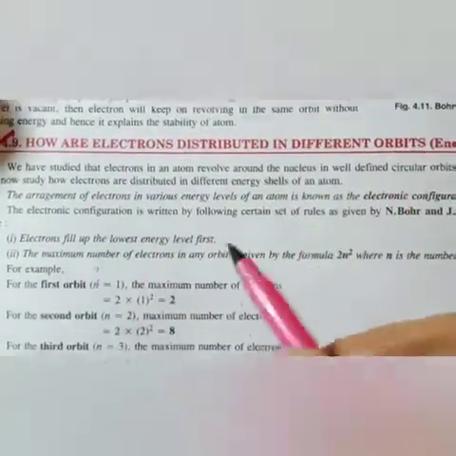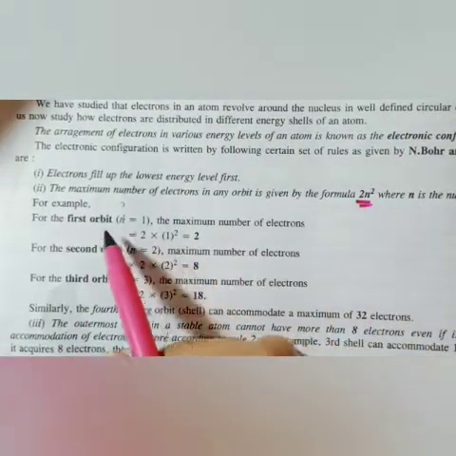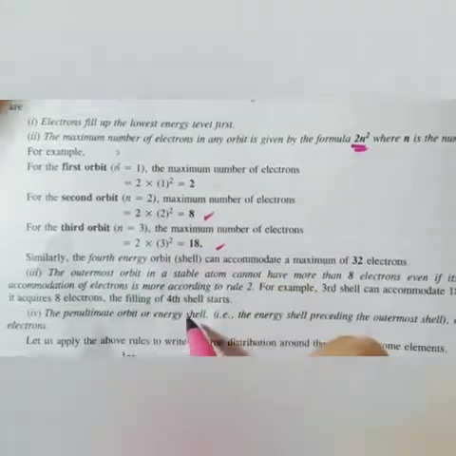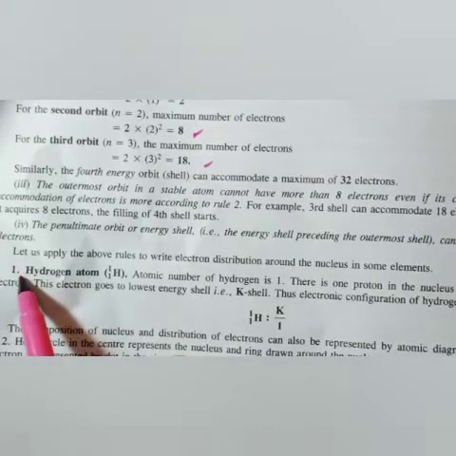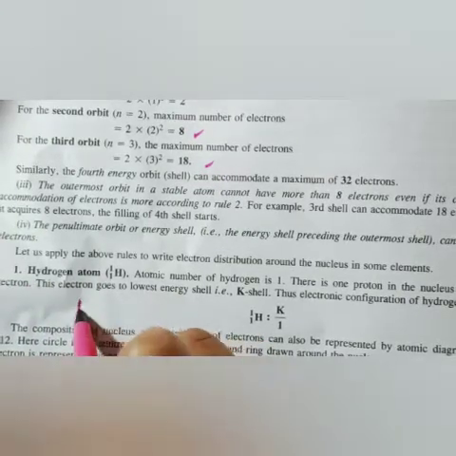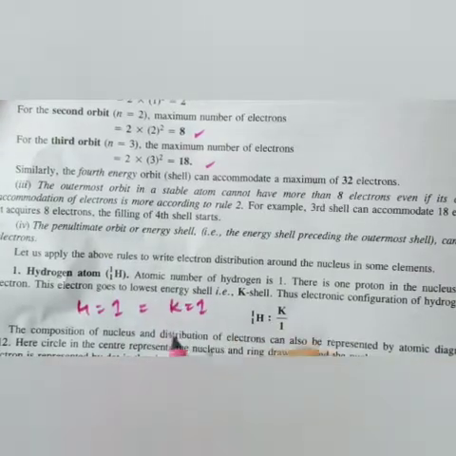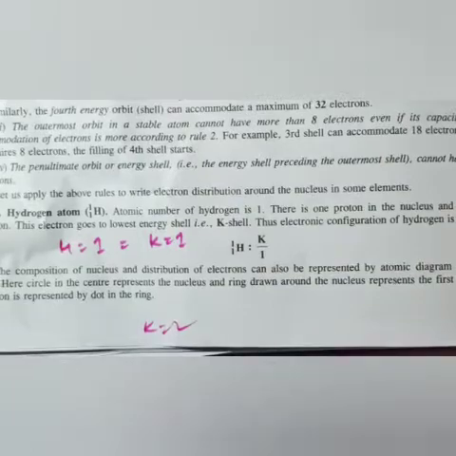That is 2, 8. I told you already the formula 2n square, in which the first orbit will give 2, the second orbit has 8, third is 18, like this with 32. For example, we will take up the example of hydrogen. In hydrogen there is only one electron, so one electron will fill in K. Similarly, helium 2 electron, so K 2. Lithium 3 electron.